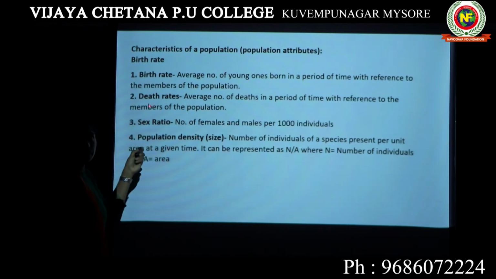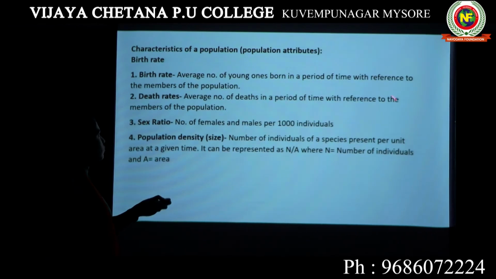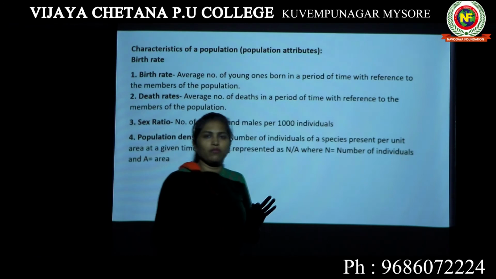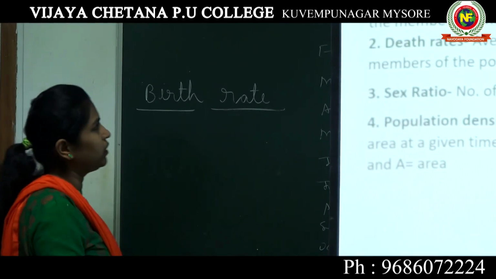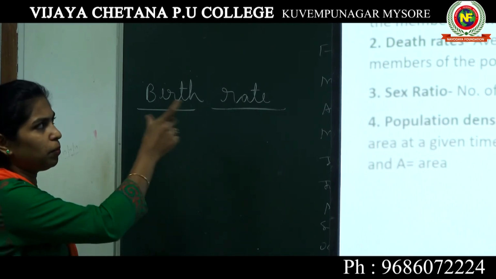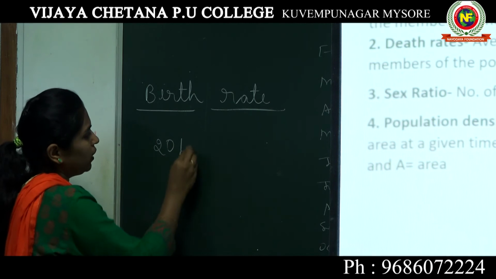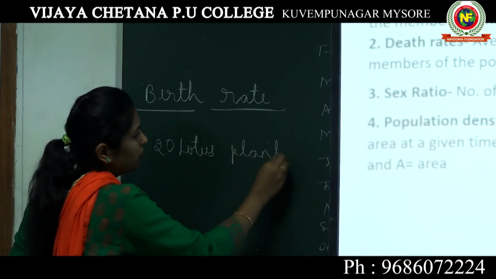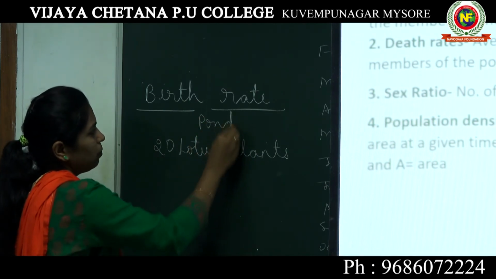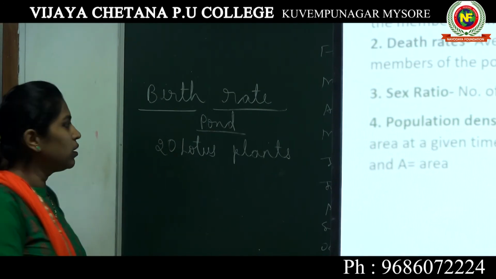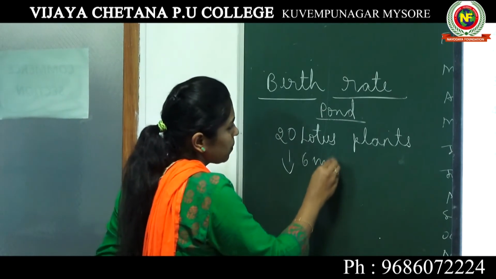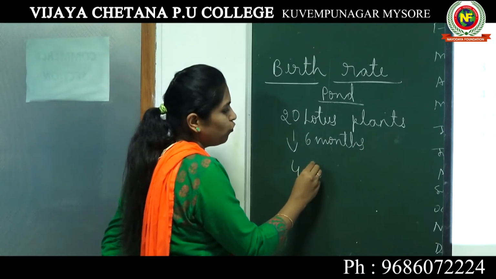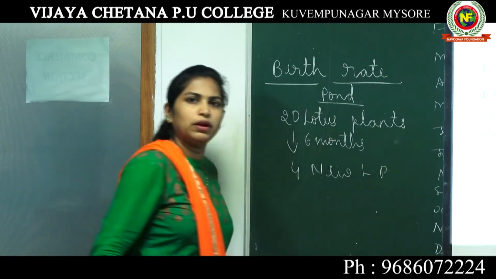Okay, so death rate also: average number of deaths in a period of time with reference to the members of the population. Similar to when we were talking about birth rate, let me explain it here. Birth rate means when you already have particular members of the population, that is, we already have 20 lotus plants in a particular pond. Average number of young ones born in a period of time. So when I give you 6 months time, after 6 months there are 4 new lotus plants in this particular pond.